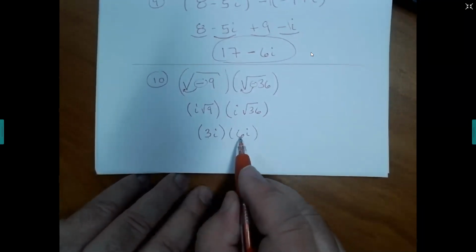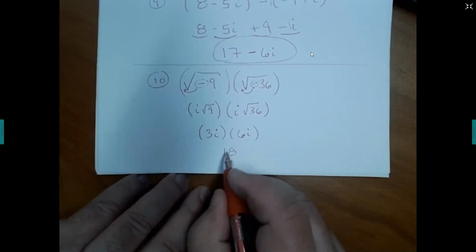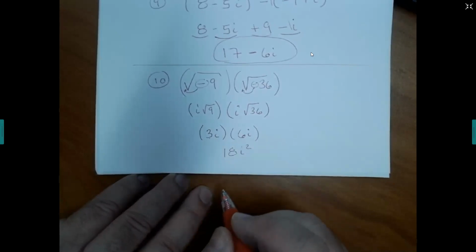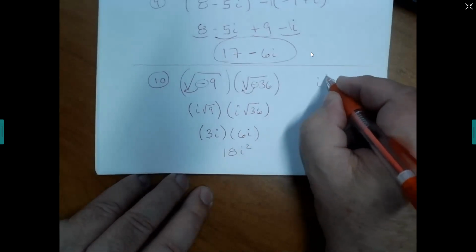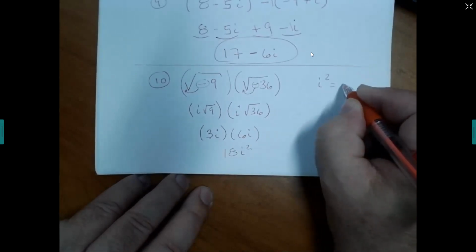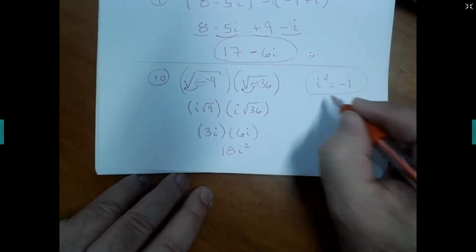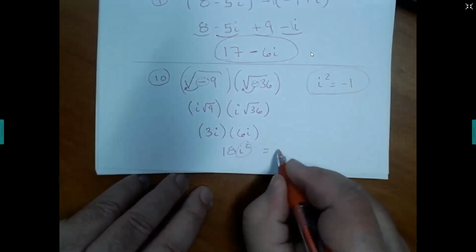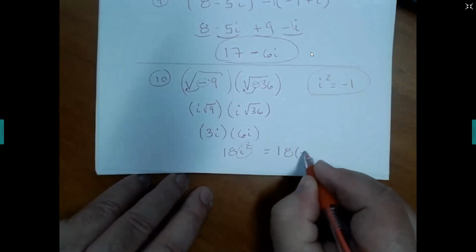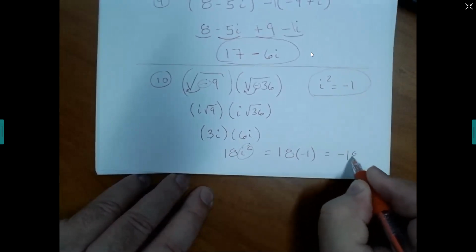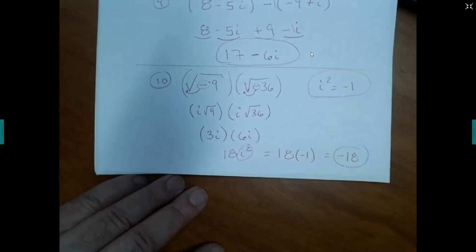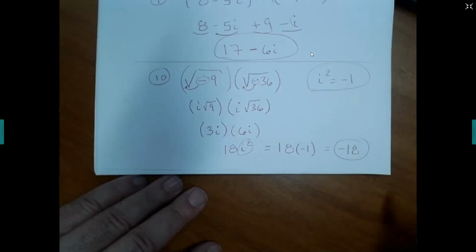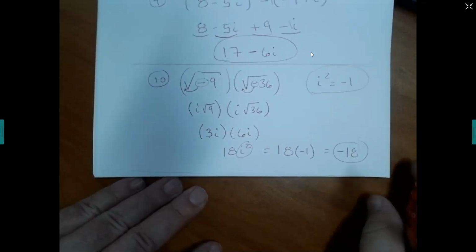Now we multiply. 3 times 6 is 18. i times i. Remember, when you multiply, you change the exponents. i squared. Remember, anytime you see an i squared, that equals what? It equals negative 1. So this is 18 times negative 1 equals negative 18. There's the answer. So I'm going to take everything step by step by step.